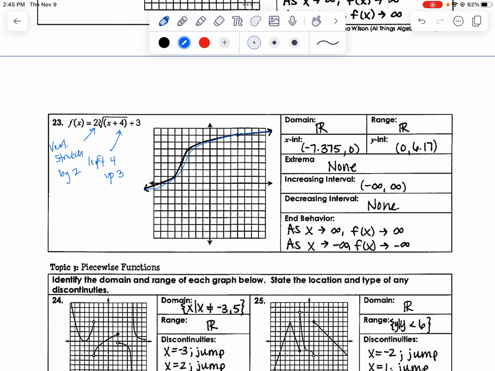The function is always increasing. I'm not worried about the y-intercept and the x-intercept. The end behavior is that as x approaches infinity, so as I go out to the right, the function approaches positive infinity, the y values get bigger, and as x approaches negative infinity, the y values get smaller. So this has opposite end behavior.